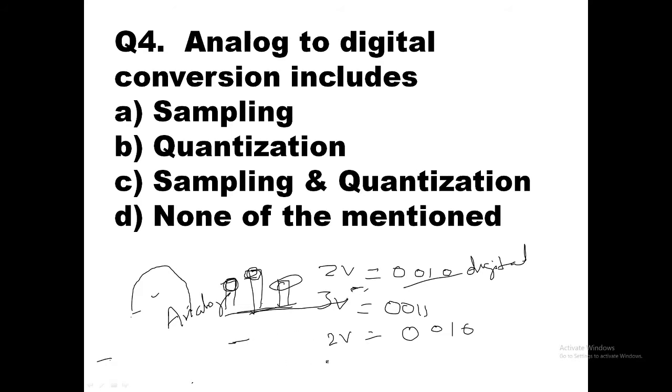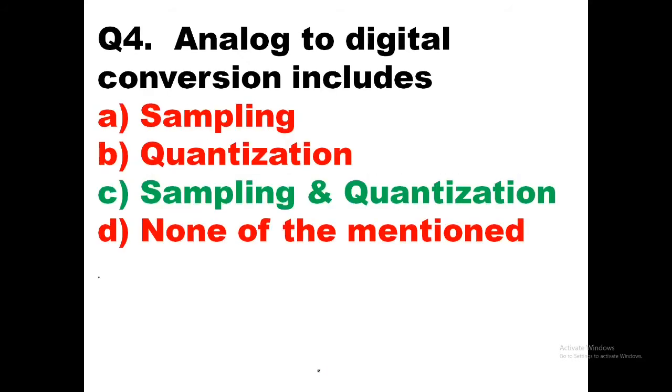So the analog signal is converted into samples, and then they are converted into binary data, meaning they are quantized. So here the option should be sampling and quantization, option C.